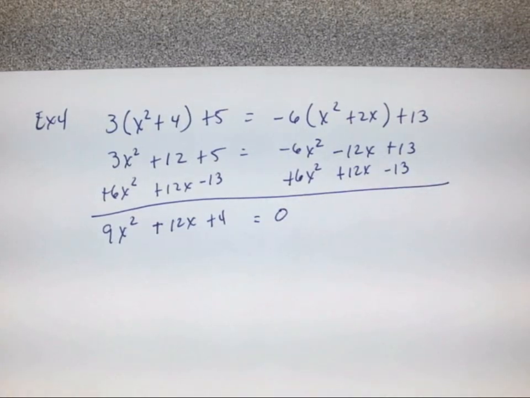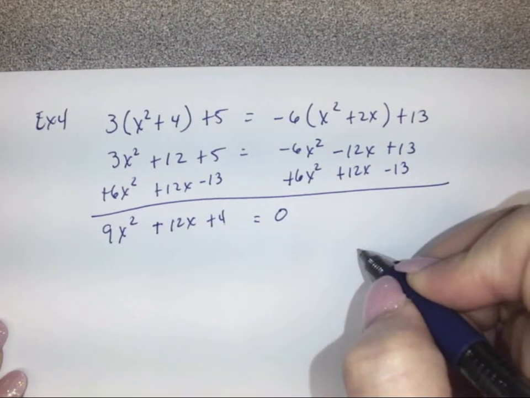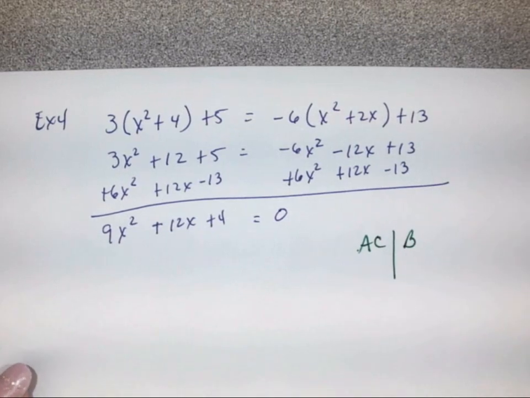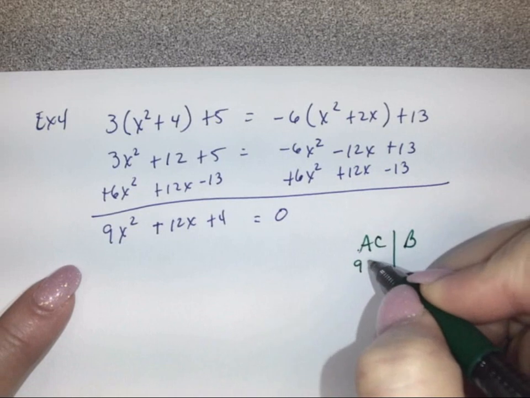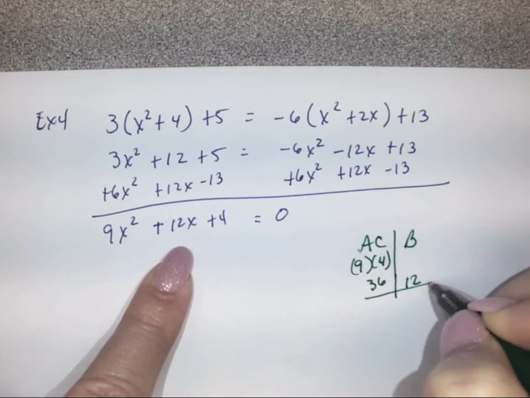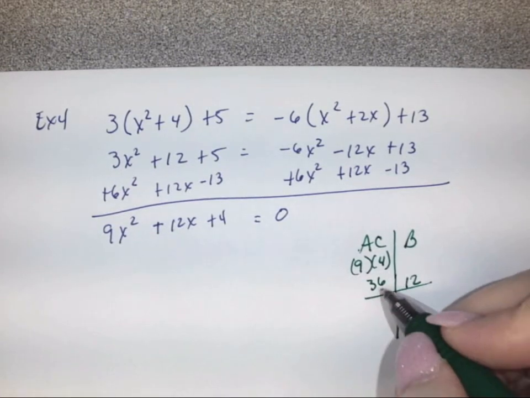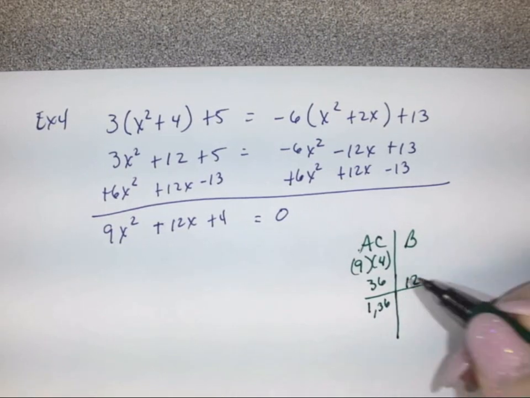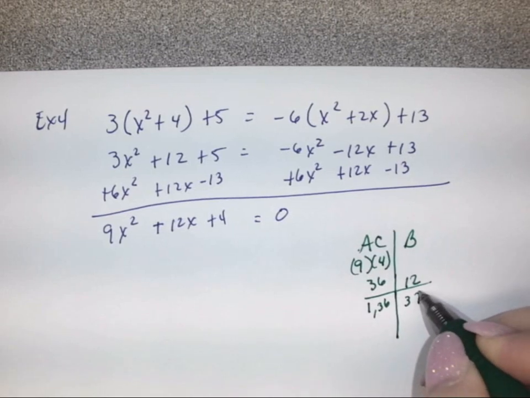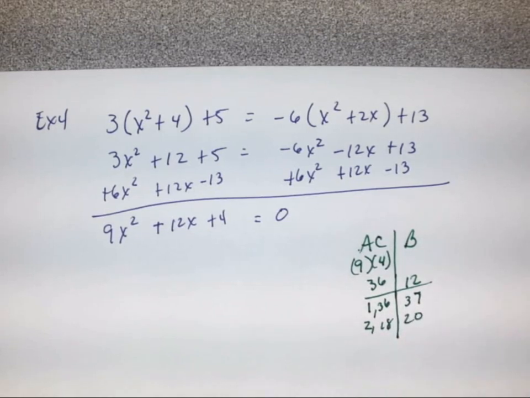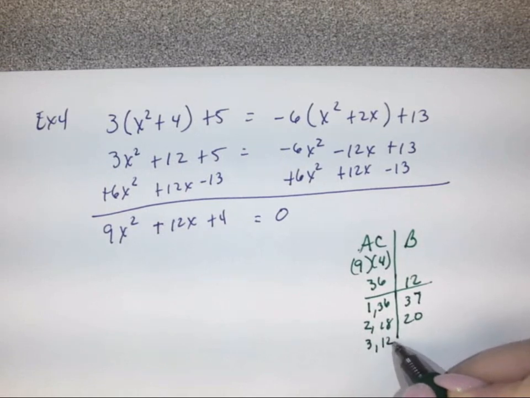So now we're back to our AC method. So A times C getting us to B. So we've got 9 times 4, which is 36, getting us to 12. So they're all positive, so we don't have to worry about the signs this time. That gives us 1 times 36 is 36. When I add them, I get to 37. 2 times 18 is 36. When I add them, I get to 20. 3 times 12 is 36. When I add them, I get to 15, so we're getting closer.